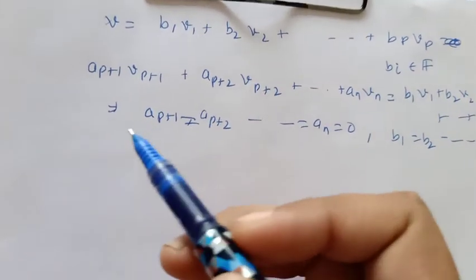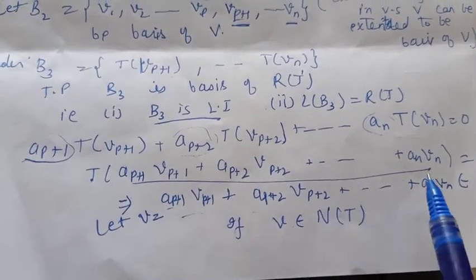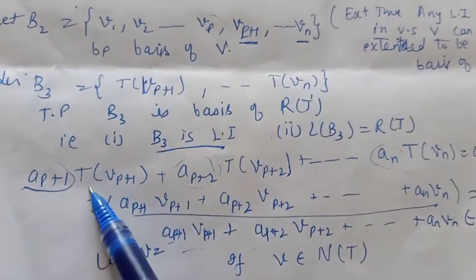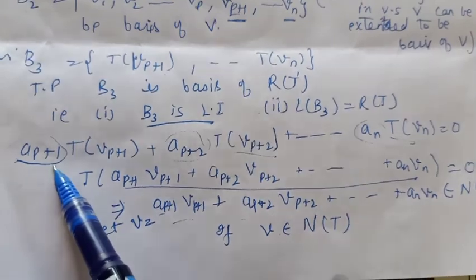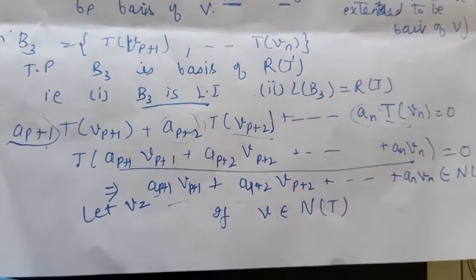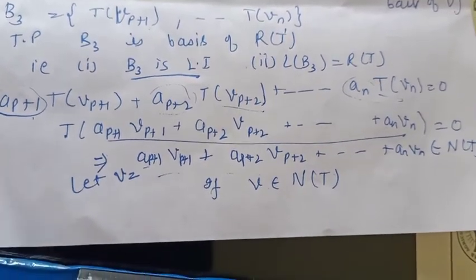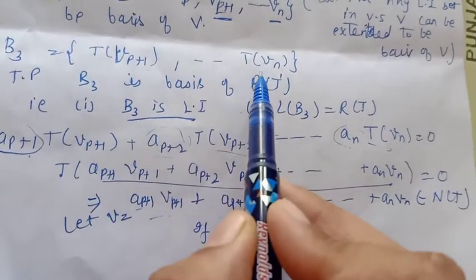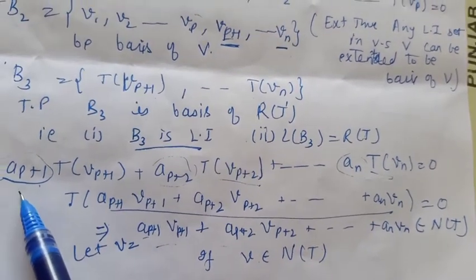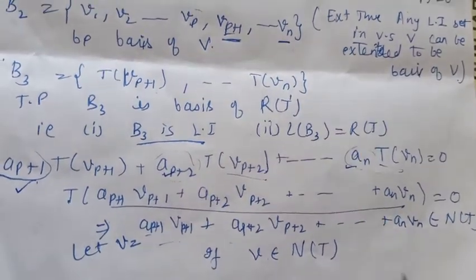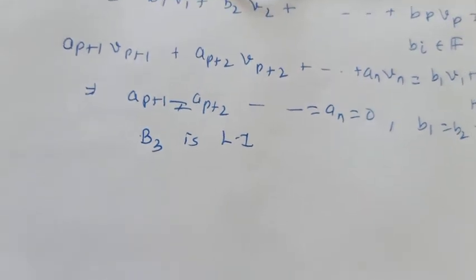Now recall from where they appeared. These a_{p+1} and so on came into the picture when we wrote a linear combination of these elements, right? So it means this set B3 is linearly independent. We wrote that these were the elements of set B3. This was the linear combination of elements of B3, and we just proved that all these coefficients are 0. So this implies that B3 is a linearly independent set.